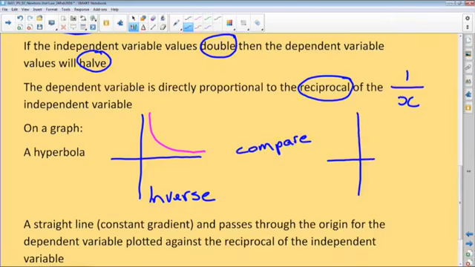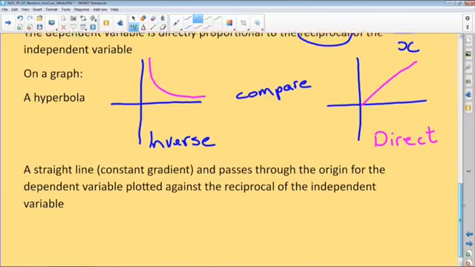Again, I'm going to give my axes, and my direct is going to go like that. It's going to be a straight line that goes through the origin, and it's going to, again, change in ratio. Okay, so we can represent it in words, we can represent it in diagrams. Let's see what else I've got for you.